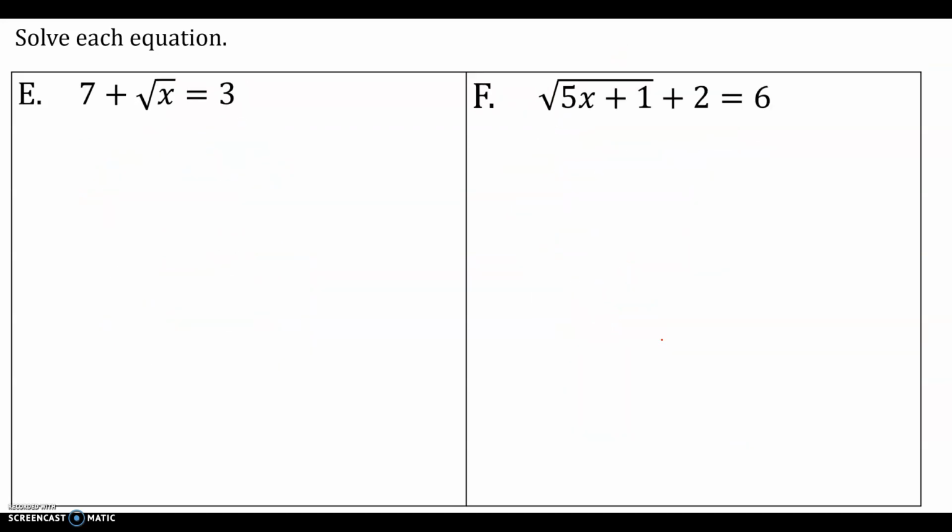Okay, a few more of getting rid of extra numbers. So if you look at letter E, you have 7 plus radical x equals 3. So obviously we have to move this 7. And you have radical x equals negative 4.